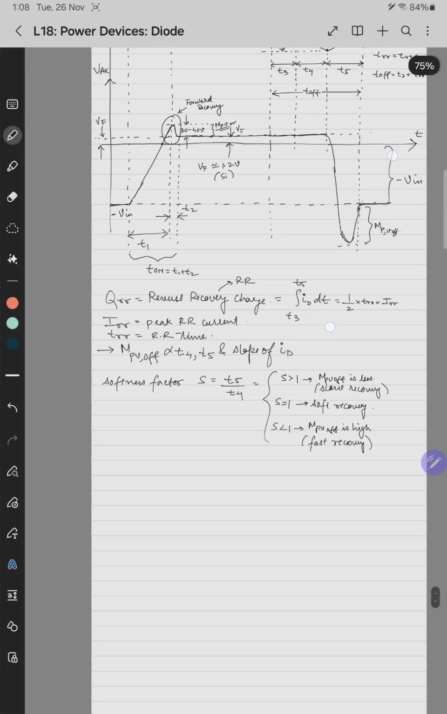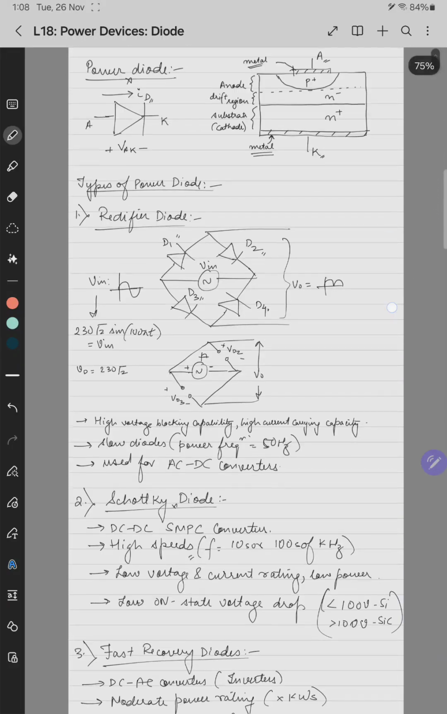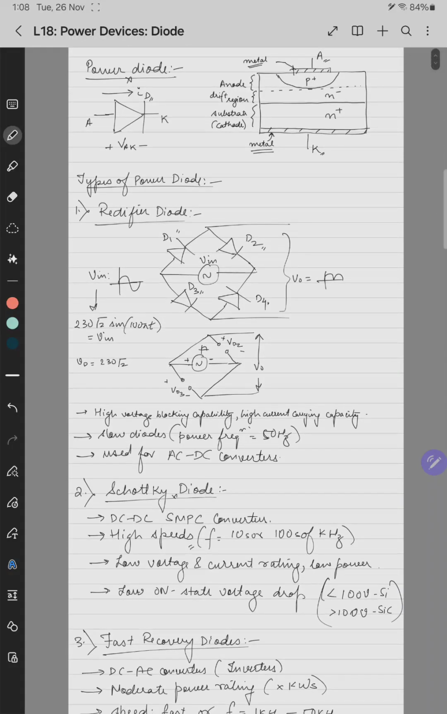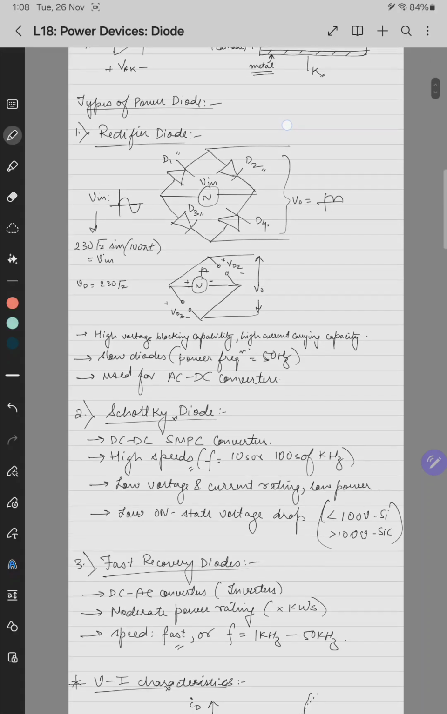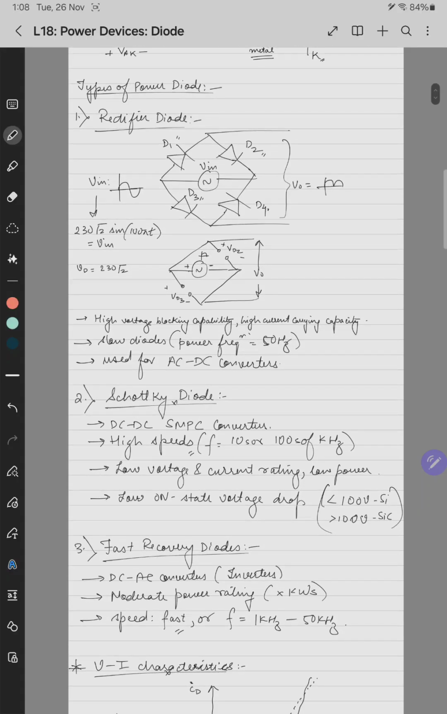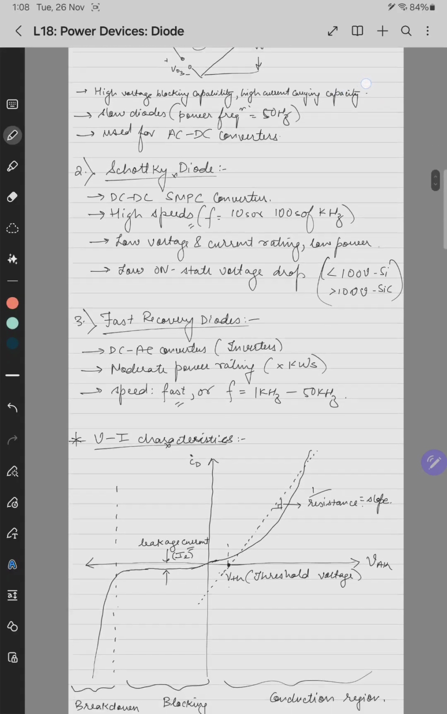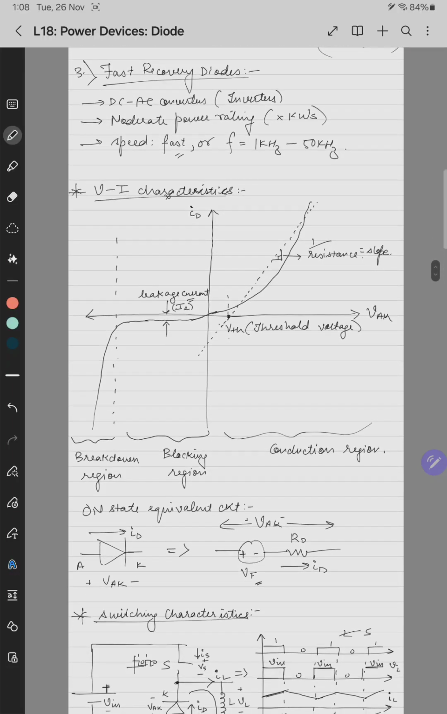Okay, so these were the characteristics of a diode. We started with the construction aspect of a power diode, the difference between this and the signal diode, the circuit representation, and the types of diode based on the voltage, current, power rating, and the speed of operation. Then we saw the VI characteristics, or the load or output characteristics, of a diode. It's very similar to a signal diode, and we saw the three regions of operation.